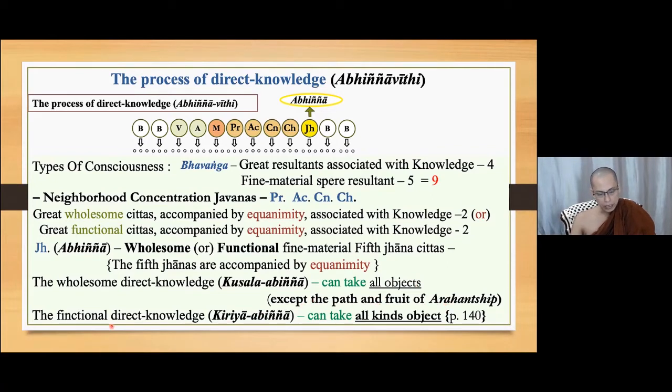But the functional direct knowledge which arises in the process of the arahat can take all kinds of objects, because the Buddha is also included among the arahats. So when it arises in the process of the Buddha, it can take every type of object. So that's why we can understand the object of abhinya in this way. This is how we need to understand the direct knowledge, abhinya.